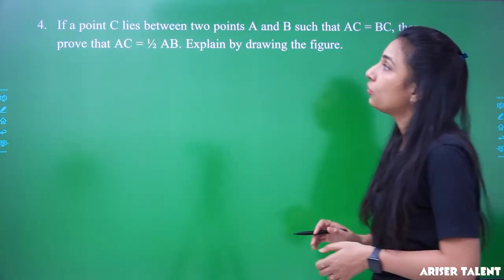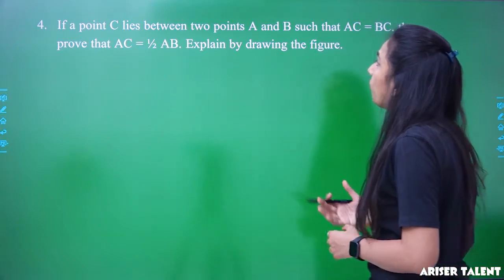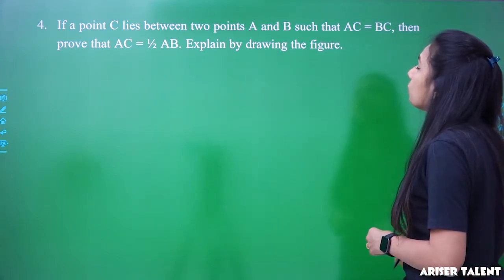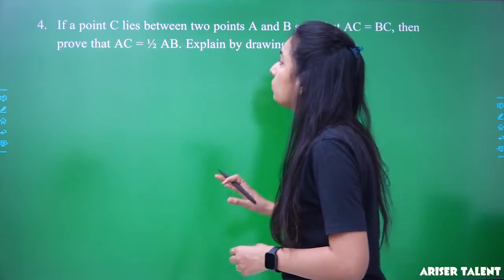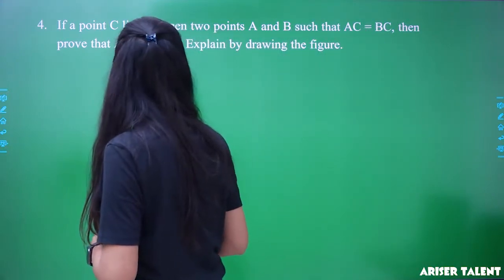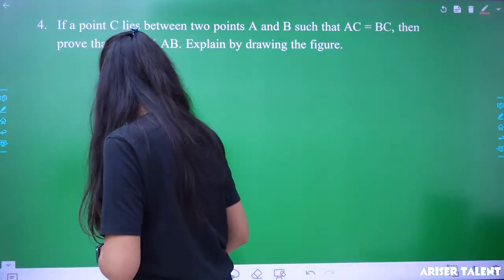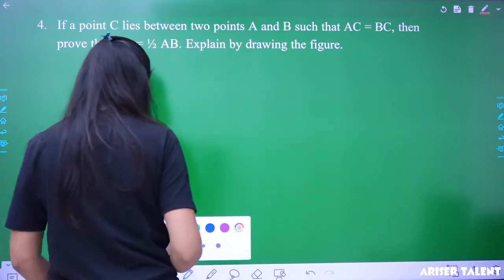Now, the fourth one: if a point C lies between two points A and B such that AC equals BC, then prove that AC equals half AB. Explain by drawing the figure. So first we have to draw the figure. Let's draw the figure first.